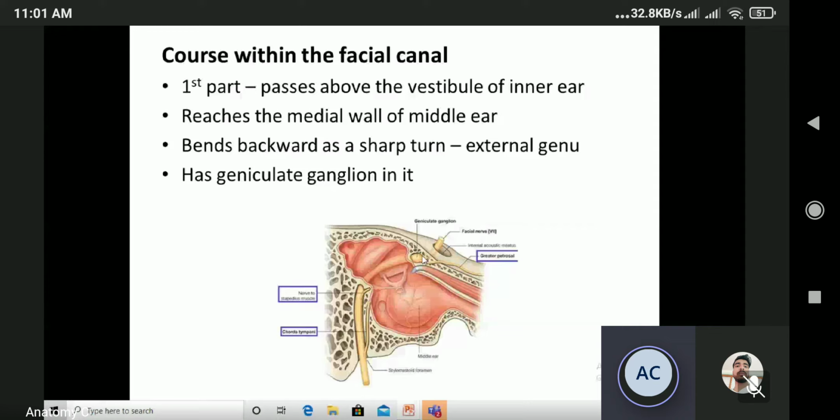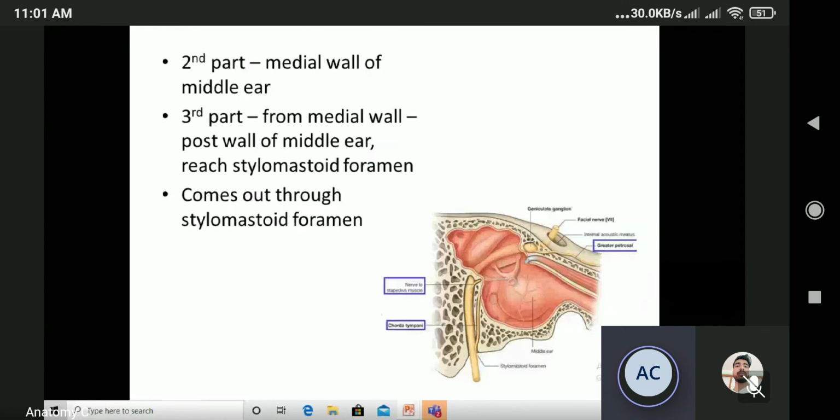So here lies the geniculate ganglion. Okay, so this is the geniculate ganglion here. So internal acoustic meatus, the facial nerve here. So this is the geniculate ganglion, which lies in the sharp turn. So that is known as the external genu.